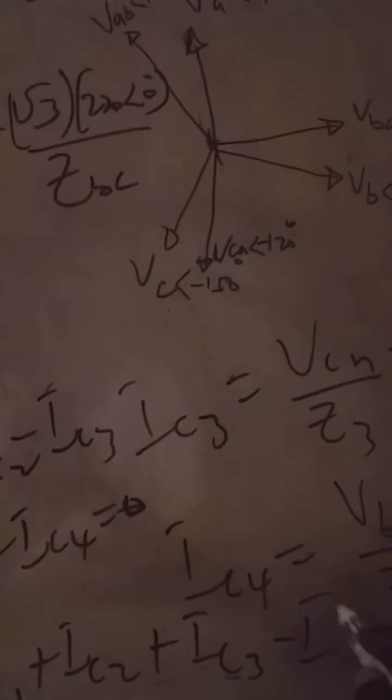So now all you need to do is our IC will then be equal to IC1 plus IC2 plus IC3 minus IC4. So that is going to give you our IC. You just substitute those values and you get your IC.